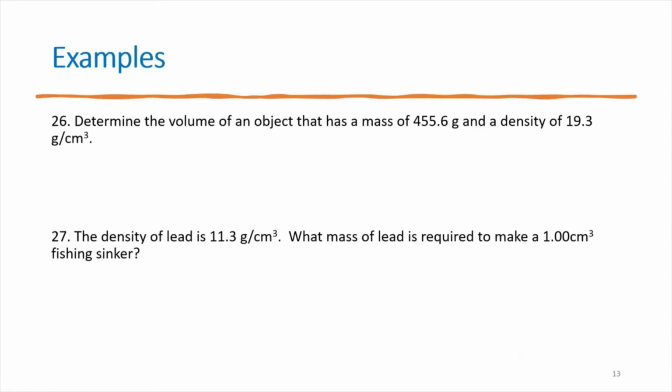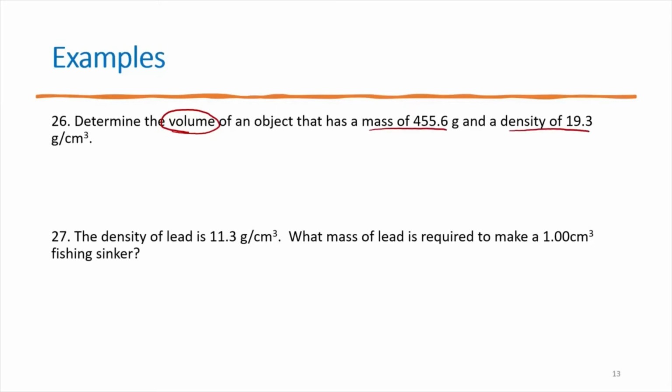Determine the volume of an object that has a mass of 455.6 grams and a density of 19.3 grams per centimeter cubed. These calculations should seem pretty straightforward to you, at least once we're past the first chapter. We're going to use density a lot throughout this entire school year as a conversion to convert between volume and mass units. So you need to be very comfortable with this concept of density. If I want volume, I've got mass and I've got density.